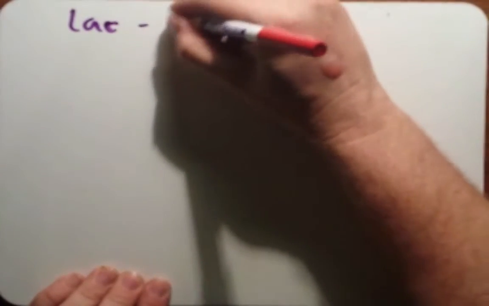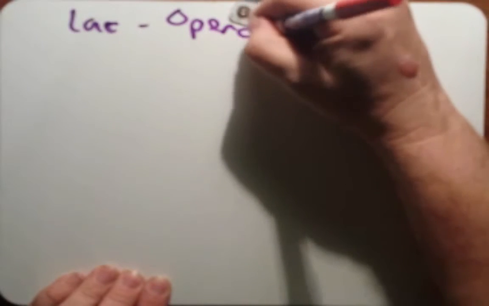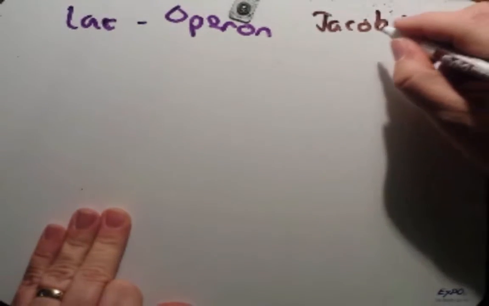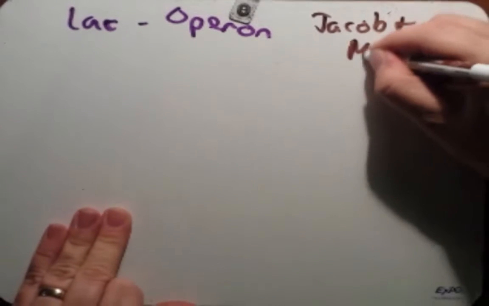In this podcast we're going to focus on the operon. Several decades ago there were two French scientists. They were called Jacob and Monod.